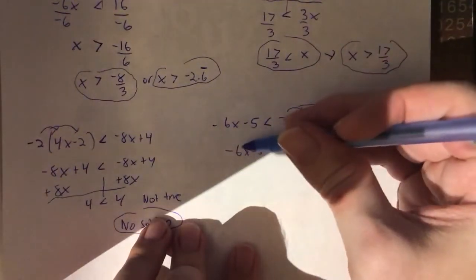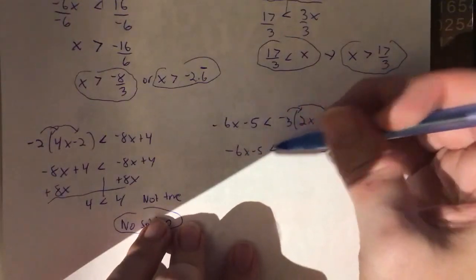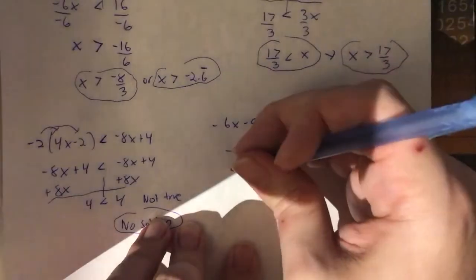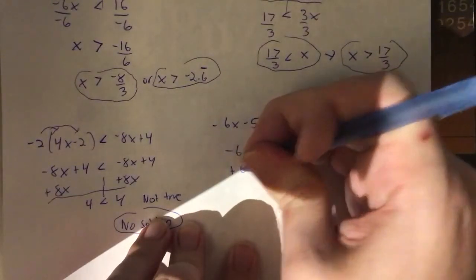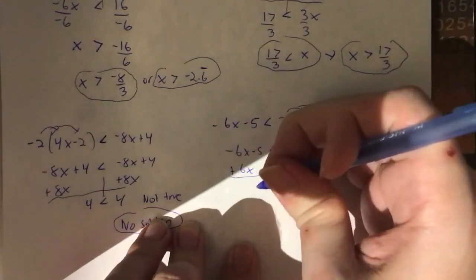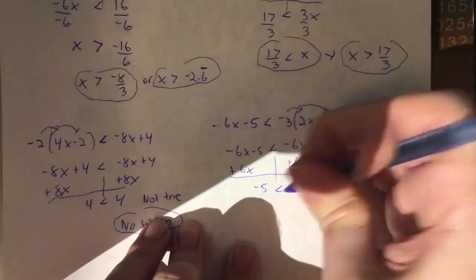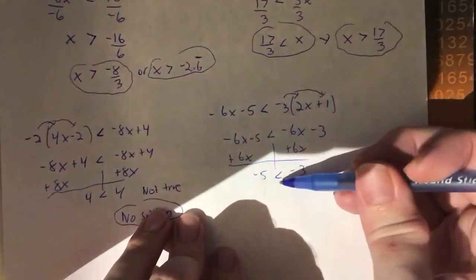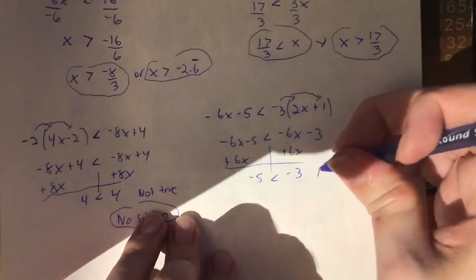Again, notice the x pieces have the same coefficient out in front. So I'm going to get rid of either one since they both match. I'm just going to do the opposite. -6x, I'm going to add 6x to each side. So now I'm left with -5 less than -3. -5 less than -3. That's always true.